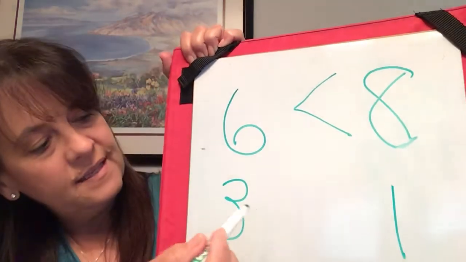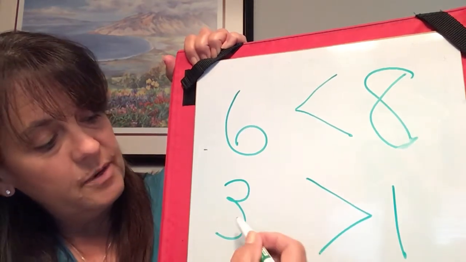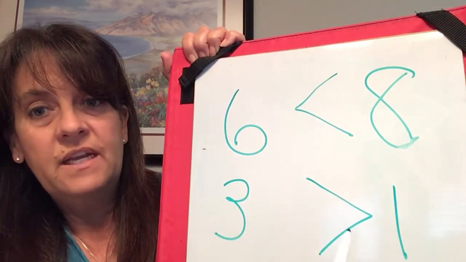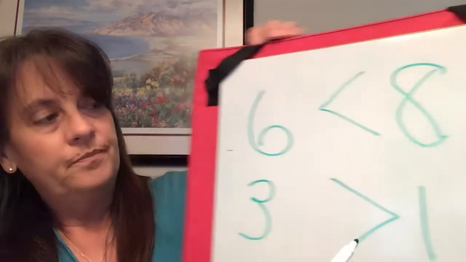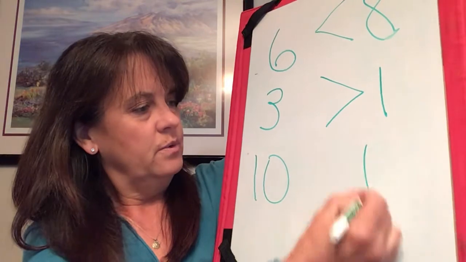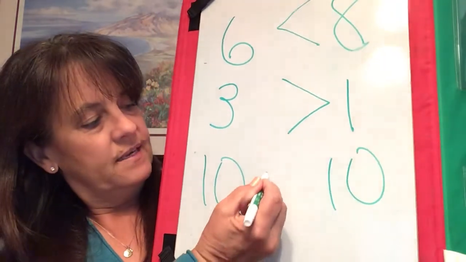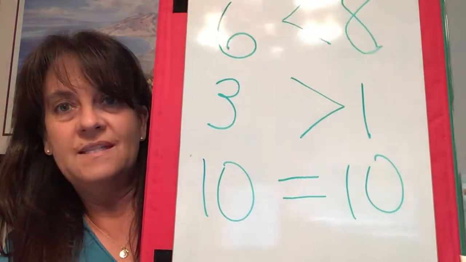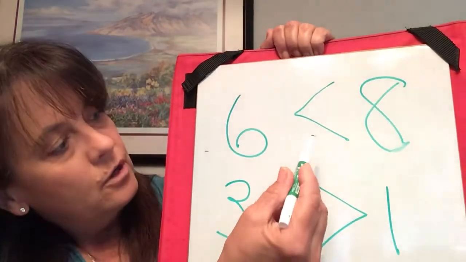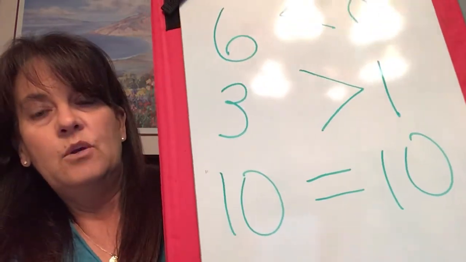So that's an easy one. We know that 1 is smaller than 3, or less than 3, but the way we say it is 3 is greater than 1. And I'll do an easy peasy one for you. 10. All right? So 10 is what? Equal to 10. So we have less than, greater than, and equal to.